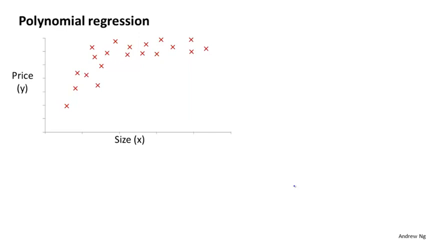Let's say you have a housing price data set that looks like this. Then there are a few different models you might fit to this. One thing you could do is fit a quadratic model like this. It doesn't look like a straight line fits this data very well. So maybe you want to fit a quadratic model like this, where you think the price is a quadratic function, and maybe that will give you a fit to the data that looks like that.